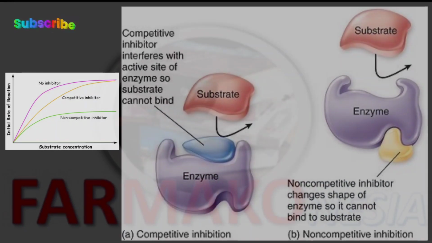Let's see this picture as the explanation. Competitive inhibitors are molecules which are very similar to the enzyme's natural substrate, and thus compete for the active site. As a result, the inhibitor binds to the active site and remains there, preventing further reactions.